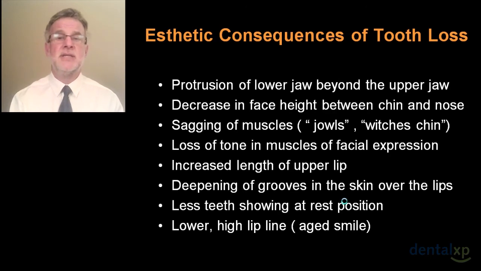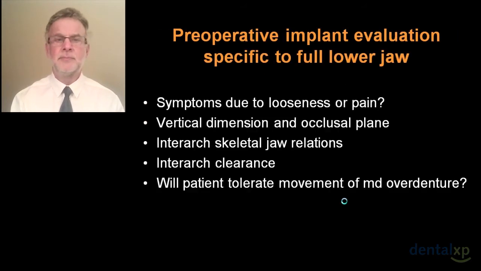Related to this, the aesthetic consequences of tooth loss can again be protrusion of the lower jaw, getting that class 3 profile, collapse of the vertical height of the face such that the chin and nose approximate, sagging of muscles and loss of muscle tone, increased length of the upper lip, deepening of grooves in the skin over the lips, less clinical crown showing at rest position, and basically a lower lip line with the aged smile.